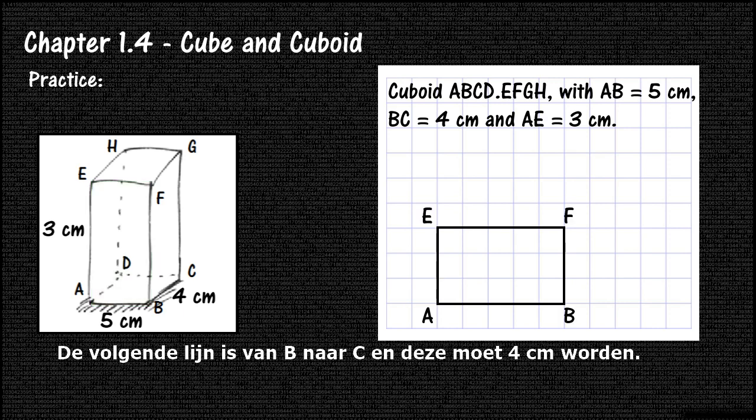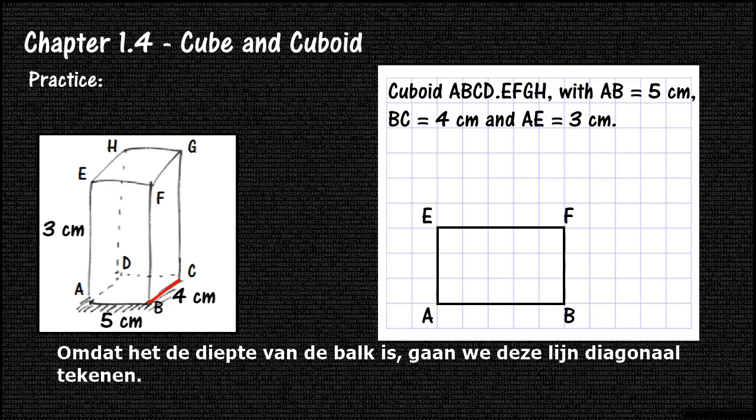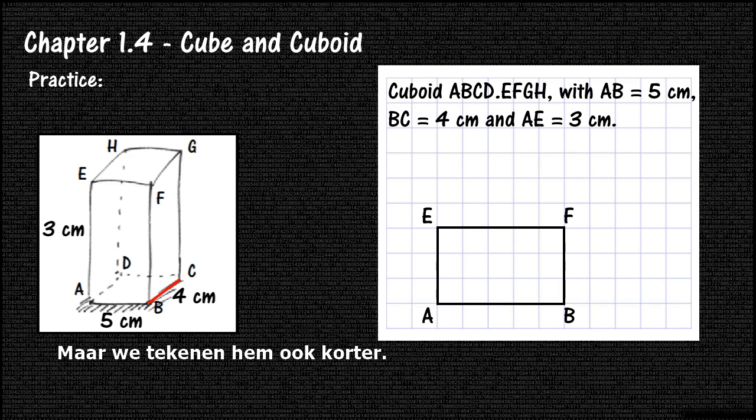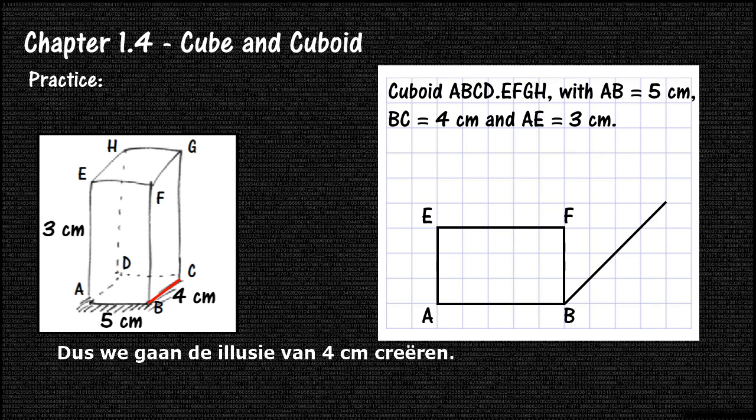Next is the line segment from B to C. It should be 4 centimeters. But we are not going to draw it as 4 centimeters. Because it's the depth of the cuboid, it has to go diagonally. And we're also going to make it shorter. Because if I draw it 4 centimeters on this side, you immediately see that there's something wrong. So what we want to do is create an illusion of 4 centimeters.